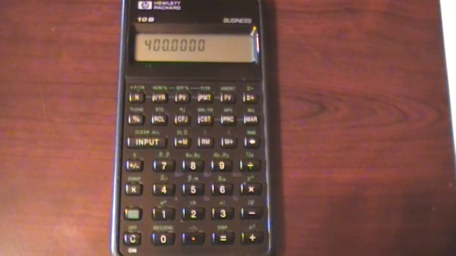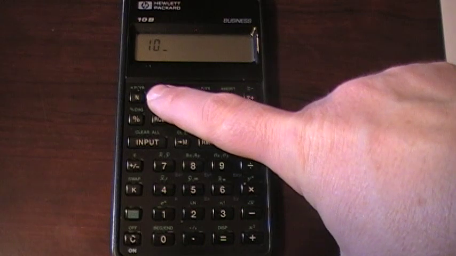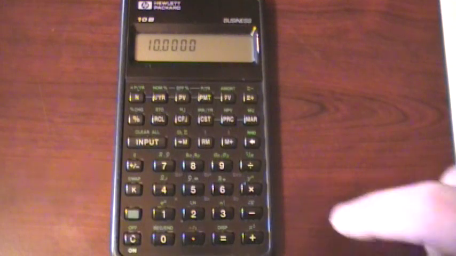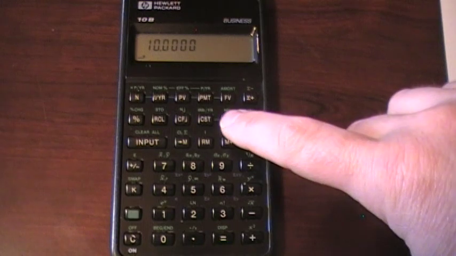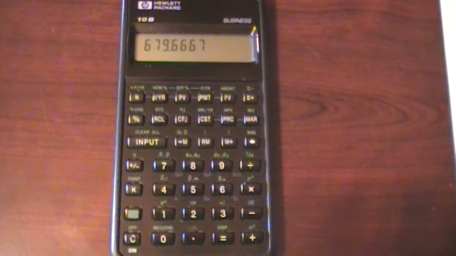and now we've got all our cash flows entered. Now again, our required rate of return is 10%, so we hit 10 and I/YR to put in the interest rate. And then we need to solve for the present value, or in this case it's called the net present value. So we hit shift and the PRC, because above it says NPV, and you can see the present value of those cash flows is $679.67.